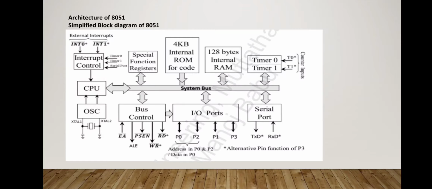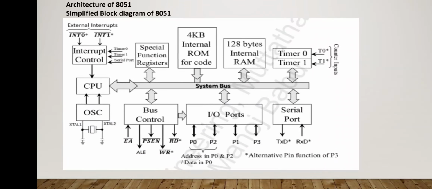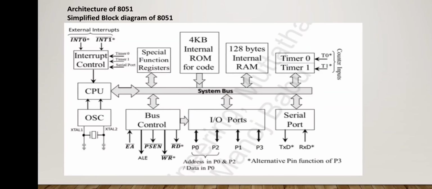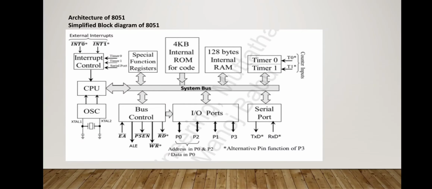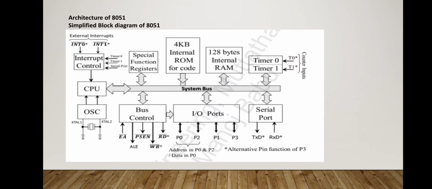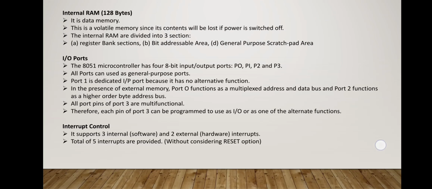So this is the simplified block diagram of 8051. Okay, so we can discuss each and every element in detail. These all elements are connected by means of system bus. System bus includes address bus, data bus and control buses. These all are integrated in a single chip in the case of microcontroller. Then we can discuss each and every one in detail.